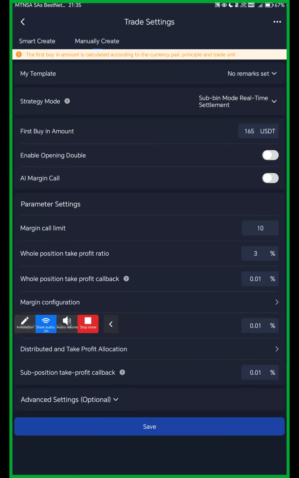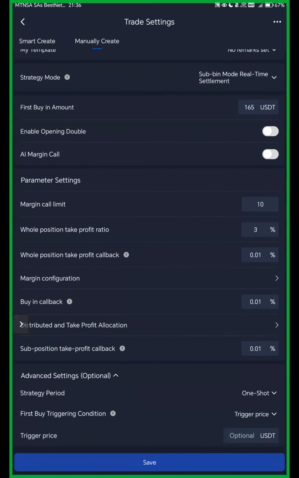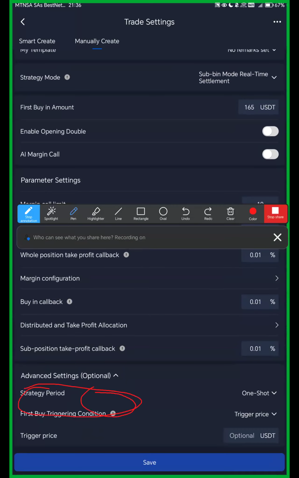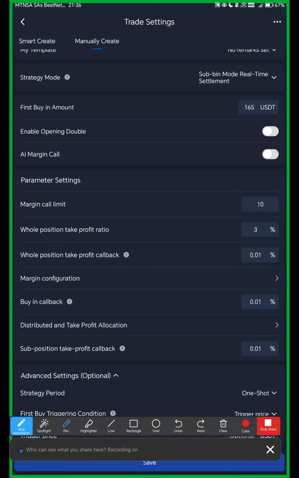So we're going to tap on advanced setting. When we tap on advanced setting, we are going to find that the Royal Q robot gives us these settings. Our strategy period is already set. The reason I'm focusing on this part, please pardon me, is that I'm going straight to the advanced setting because I am assuming that you are familiar with all this section here.